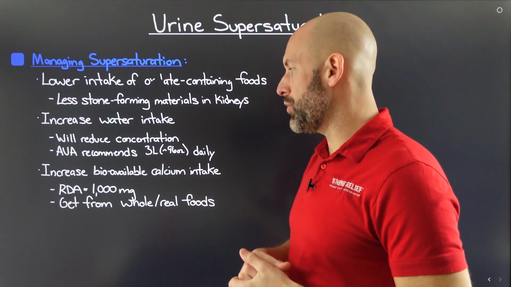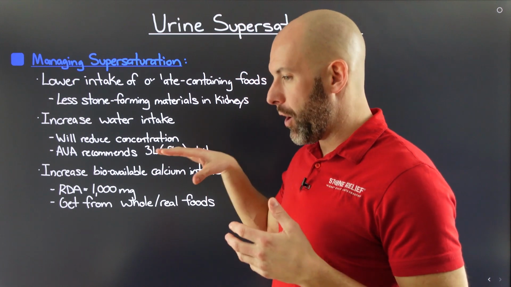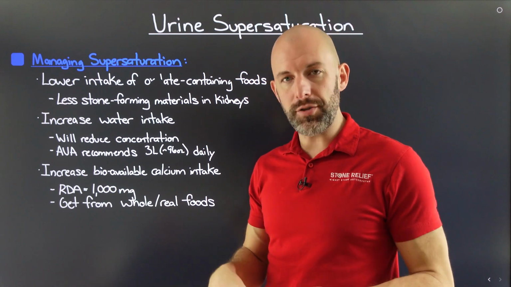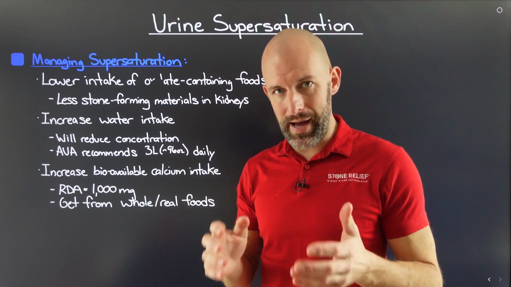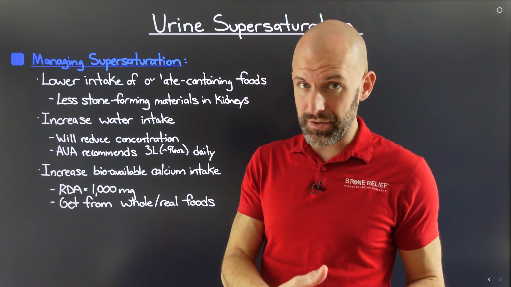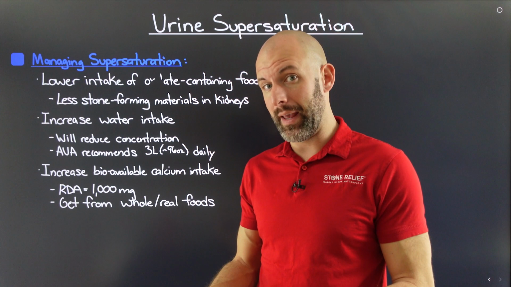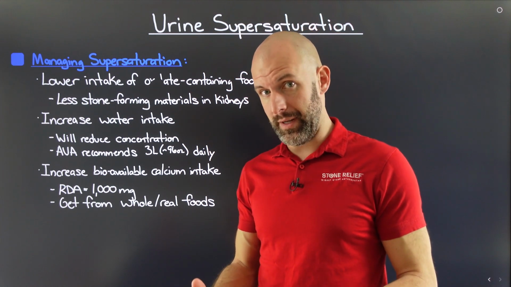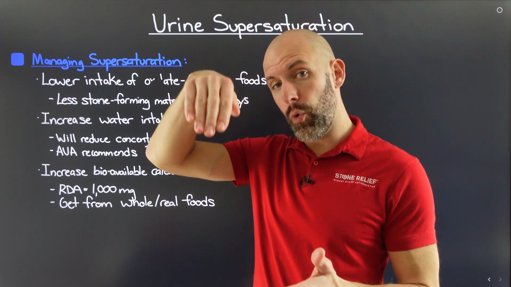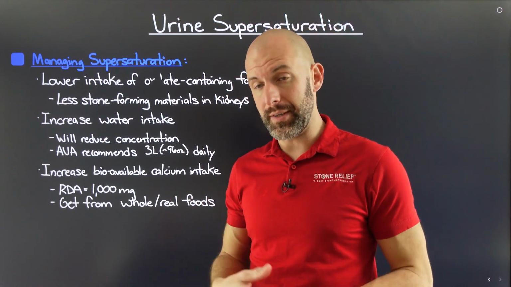Next, the other thing that you can do is increase your level of bioavailable calcium that you take. So the RDA for calcium is currently set at 1,000 milligrams per day. And if you've watched our last video on calcium binding with oxalate, you'll know that the more calcium that you eat, the less oxalate is excreted through your urine. And when it comes to supersaturation, this is a positive thing because calcium is kind of working as a pseudo inhibitor in this instance, where it is not allowing as much oxalate to be excreted through your urine, which lowers the risk of kidney stones because there's just not enough of those stone-forming materials present in the urine.